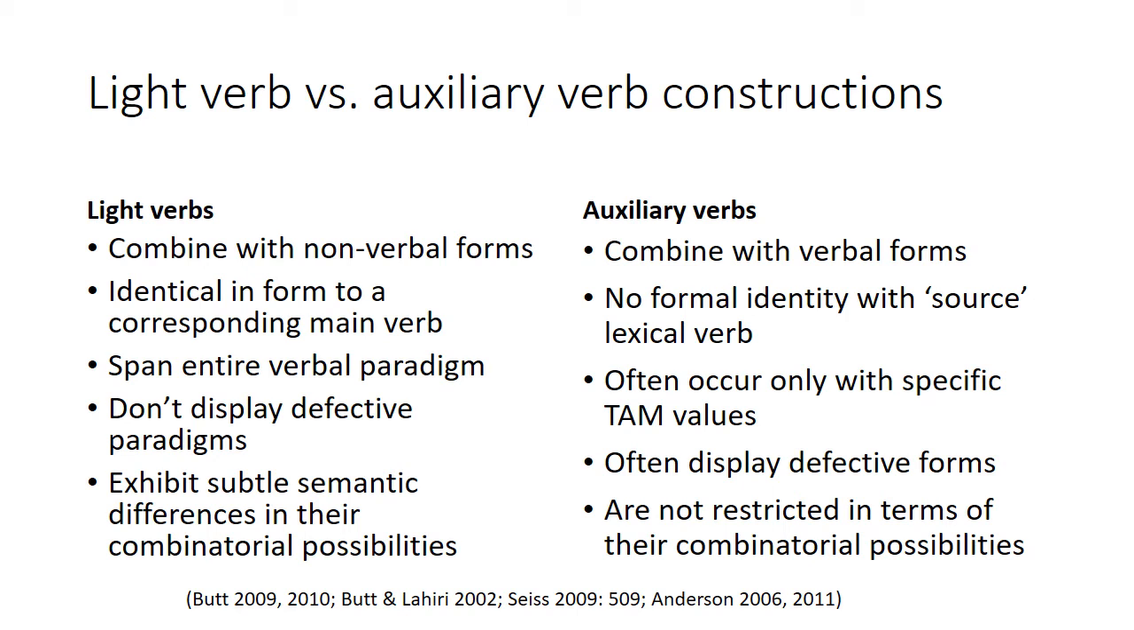Also, light verbs typically occur across the entire verbal paradigm, whereas auxiliaries are generally restricted to certain TAM values, for instance. And then the fourth criterion is that light verbs are typically not defective in their inflectional paradigms either, whereas auxiliaries often show defective forms. That just means that they have fewer cells available in their inflectional paradigms compared to full lexical verbs in the language. And then finally, semantically, light verbs contribute at least some semantic meaning to the construction overall, in that they exhibit subtle semantic differences in their combinatorial possibilities. Certain light verbs typically go together with certain nonverbal forms, and that's not random. Auxiliaries, on the other hand, are often genuinely semantically empty and usually not restricted in the forms that they can combine with.